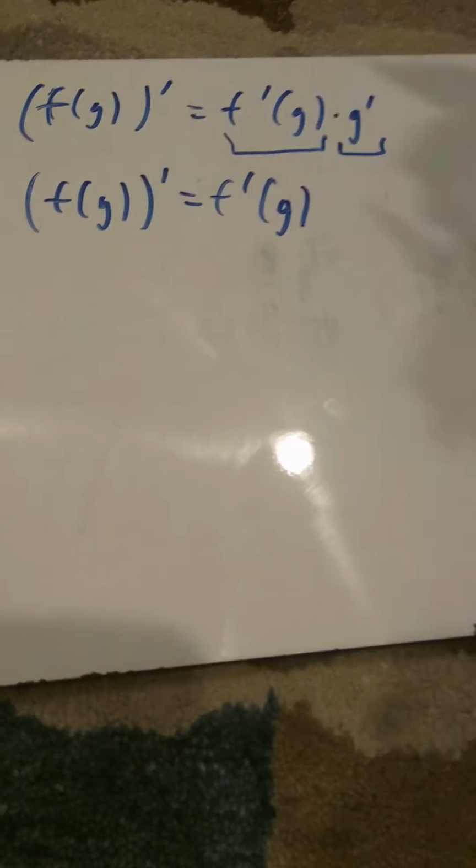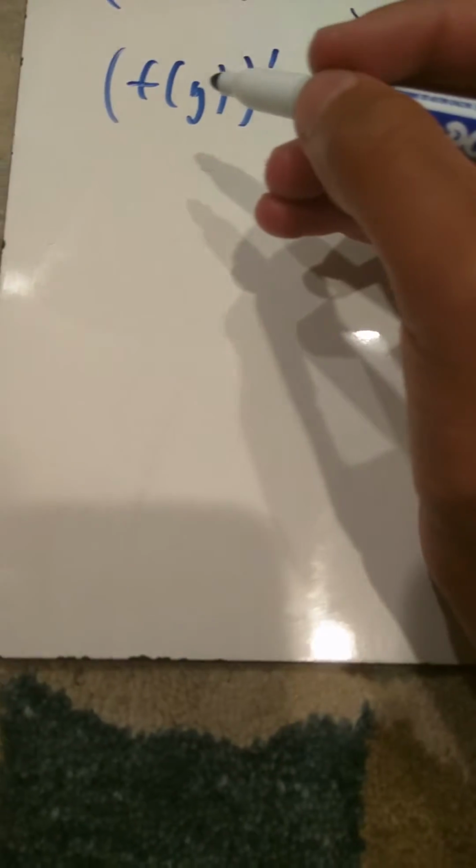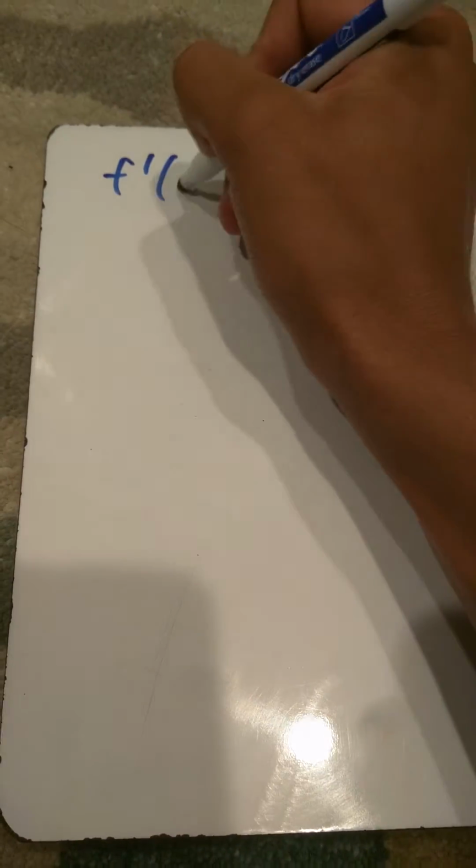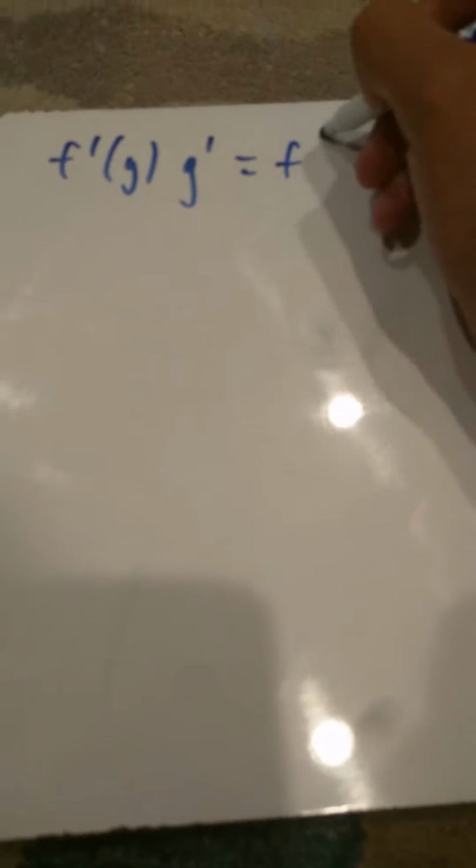So, I said, hey, let's see what happens if we remove it. Let's see how this will work out. So, yeah, let's start. So, we have f prime of g times g prime, the actual chain rule, equals the fake chain rule, f prime of g. So, basically, all this means is that we have g prime equals 1, right?